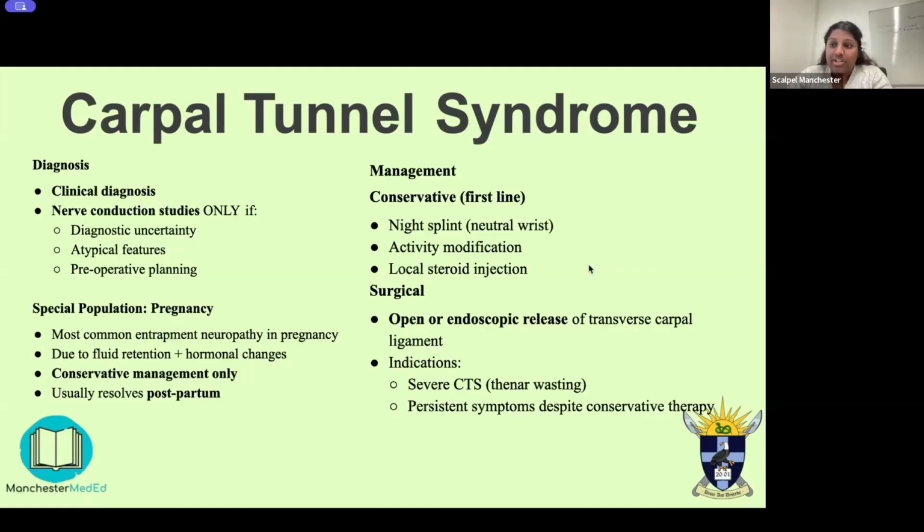A local steroid injection can help, but again, this is short term because you don't want to be injecting that joint consistently, because it can just lead to a variety of problems down the line. Surgical is the only kind of permanent fix if nothing's happening or if it's an atypical presentation. So you want to open or endoscopically release the transverse carpal ligament.